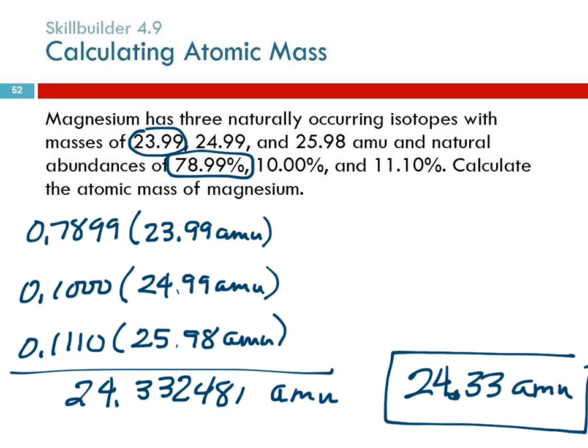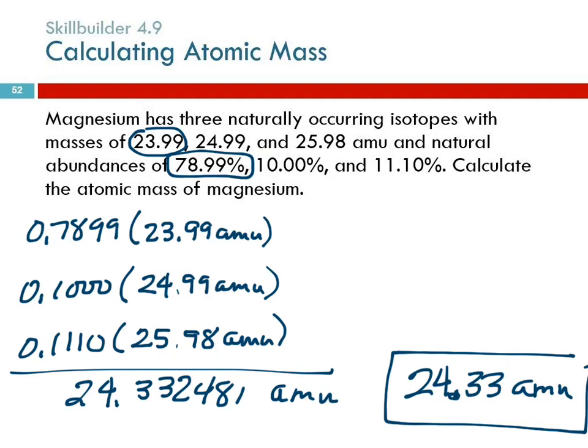What's it say under magnesium on the periodic table? 24.31 or 24.305. Should we freak out because this isn't exactly the same? No. The difference is in the uncertain place, and so it's okay.